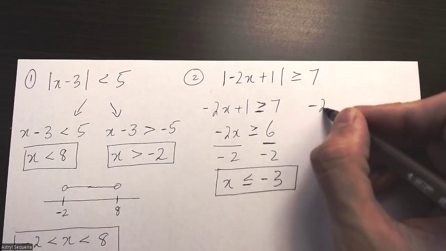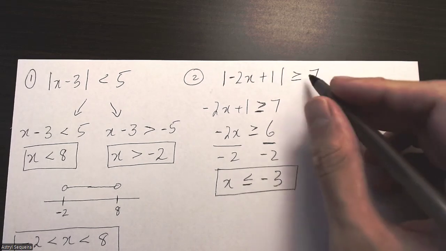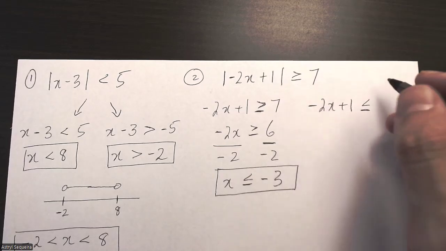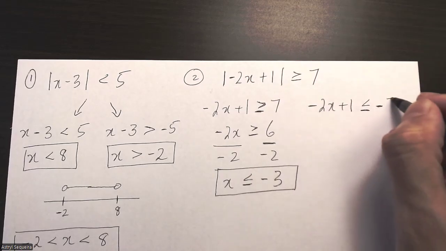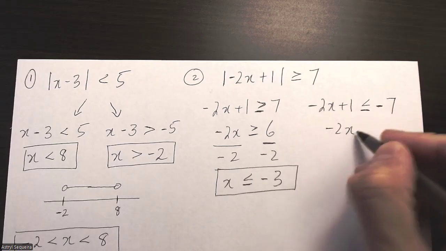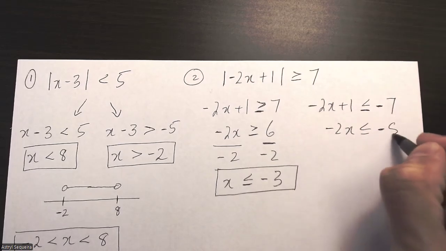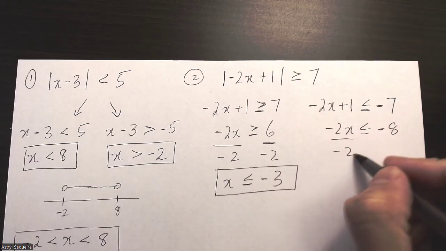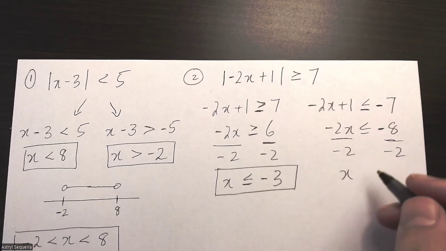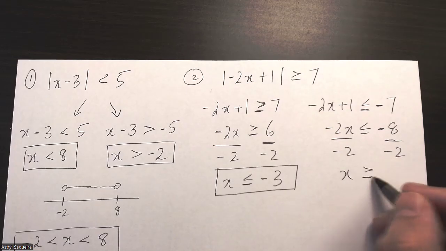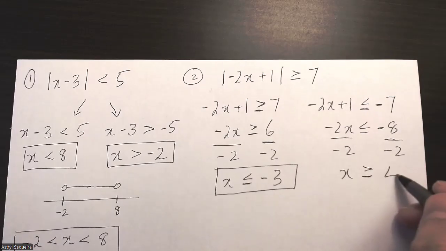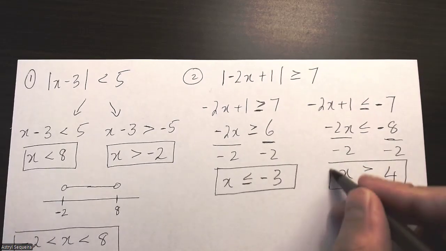Let's do the second solution. So -2x plus 1. Got to flip the sign over here. Then I got to flip what's on the other side. So that becomes -7. Subtract 1 on this side. So -2x less than or equal to -8. Divide by -2. Flip the sign here because we divided by a negative number. It's greater than or equal to -8 divided by -2 is +4.